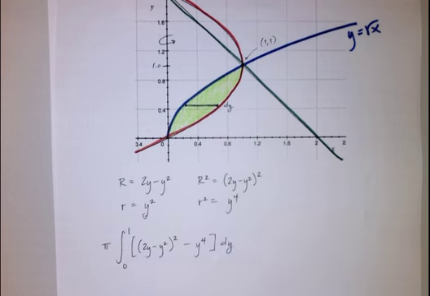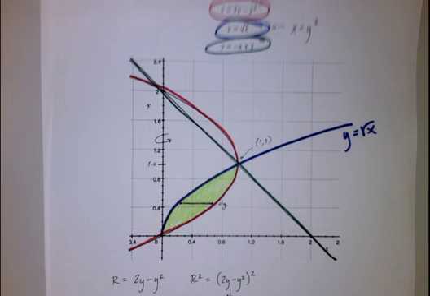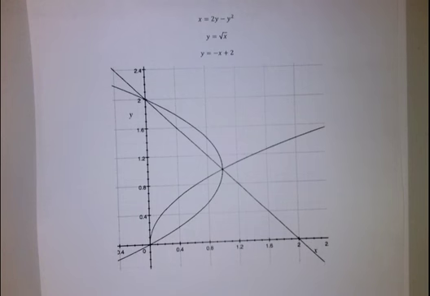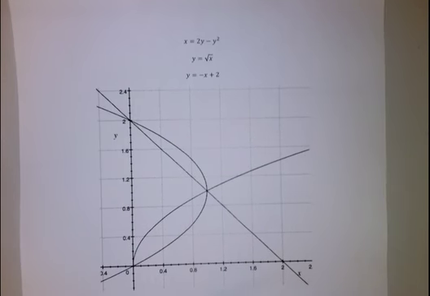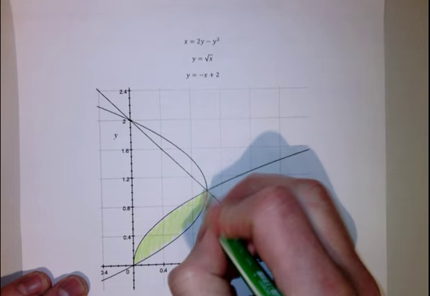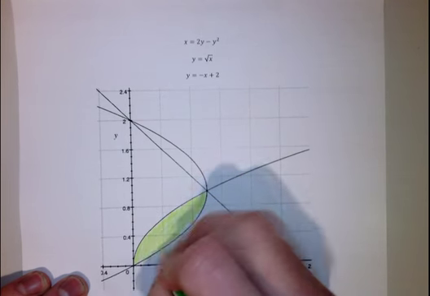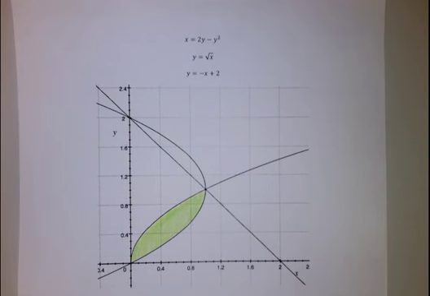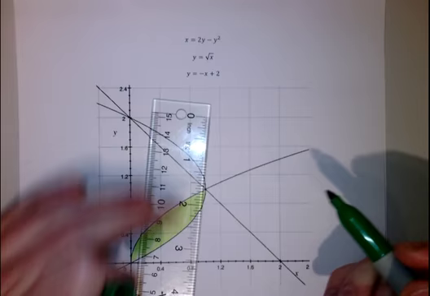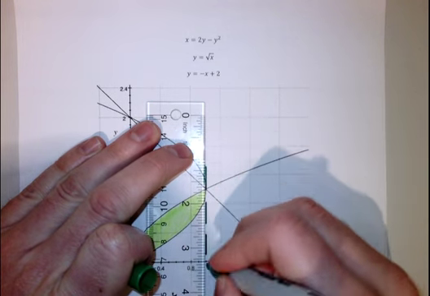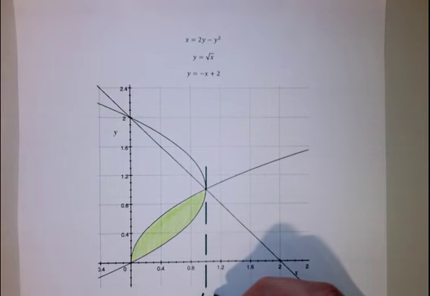Okay? Let's go ahead and do another one. Let's do that same region, but let's spin it around x is equal to 1. Sound good? So let's go ahead and we'll spin it around, like I said, the x is equal to 1 line. X is equal to 1.